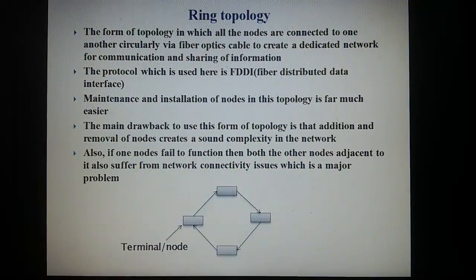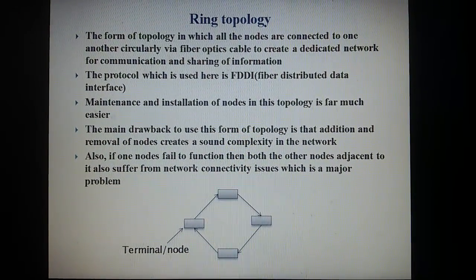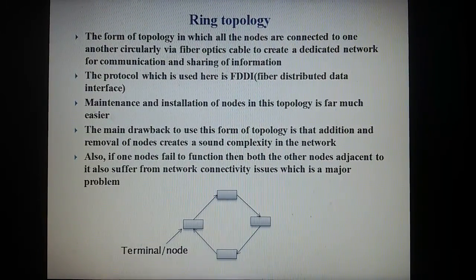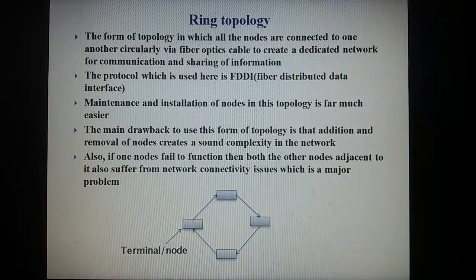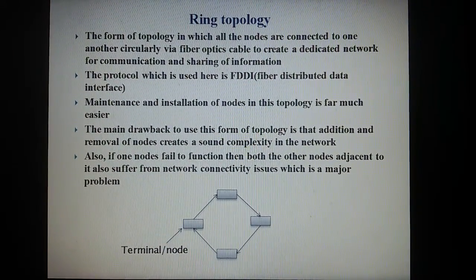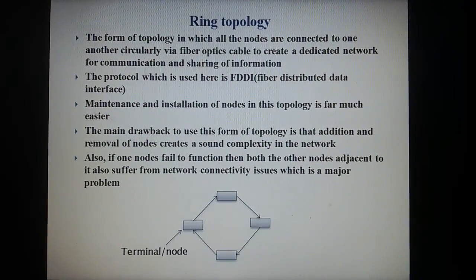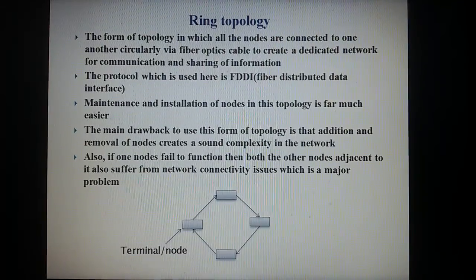Ring topology. This is the form of topology in which all the nodes are connected to one another circularly via fiber optic cable to create a dedicated network for communication and sharing of information. The protocol used here is FDDI, which is Fiber Distributed Data Interface.